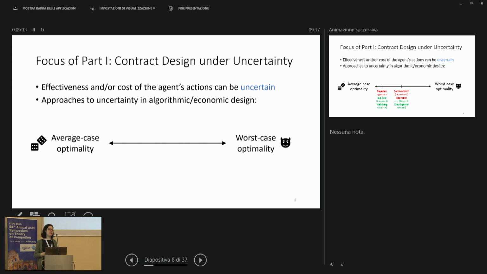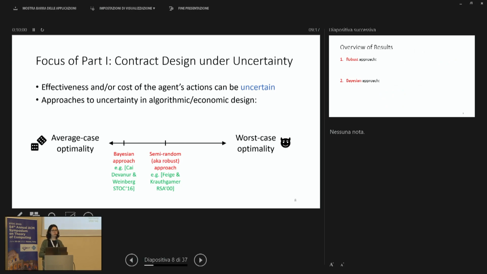And the approaches of algorithmic design and economic design to uncertainty range on this axis from average case optimality on one hand and worst case optimality on the other hand. I think average case is more typical of economics. Worst case is typical of computer science. If you're familiar with revenue maximization, worst case is a bit too optimistic. We can't really do that.